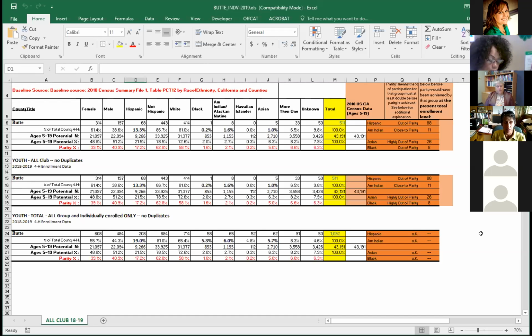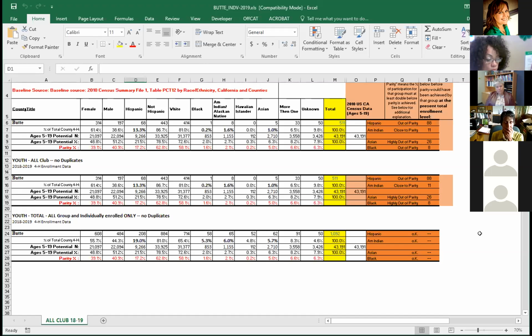Lynn, this is David, and this is something I probably should answer. I look at the all group and individually enrolled, frankly, to determine a compliance status overall for the county as far as 4-H is concerned. And David, you're looking. Go ahead, Laura, thank you.